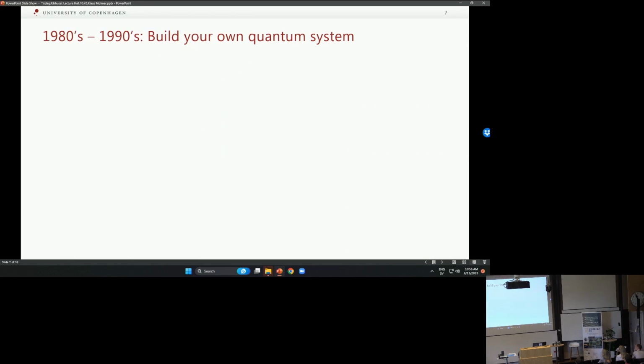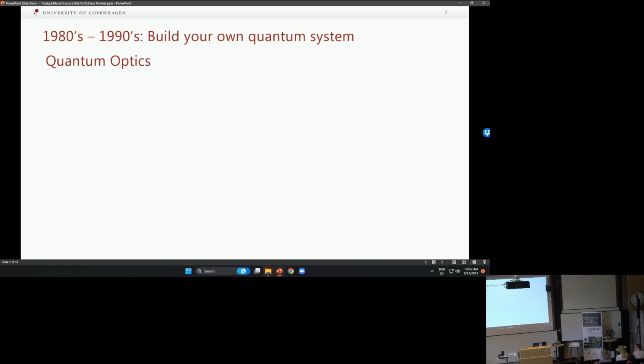So from the 80s into the 90s, not so much guided by the field of quantum information, but just guided by the experimental progress, experimentalists started to build their own quantum systems. Okay? So instead of just taking an atom and understanding the atom, we start putting particles together, make the potentials we like, study the dynamics we like.